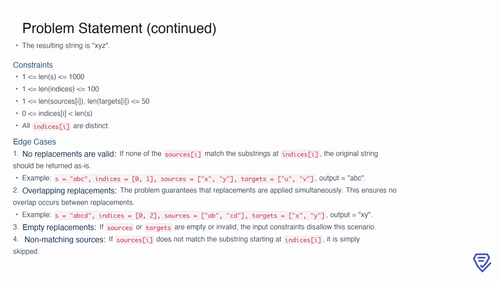To wrap up, there are a few constraints and edge cases to keep in mind. The string S has a maximum length of 1000, while indices can have up to 100 elements. Each value in indices points to a distinct position in S, and the lengths of sources and targets are always equal. Edge cases include scenarios where none of the replacements are valid, in which the input string is returned as is. Another important point is that replacements are guaranteed to occur simultaneously, so there's no risk of overlaps between them. This ensures that the problem remains deterministic and avoids ambiguity. By carefully applying these rules, you can handle all valid replacements and produce the correct result efficiently.